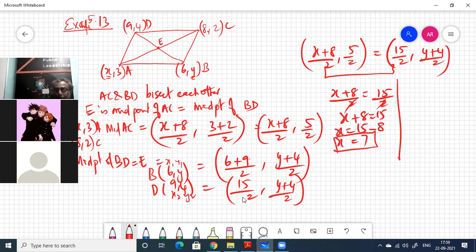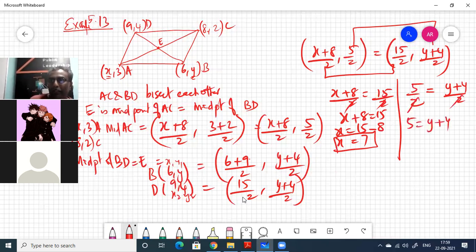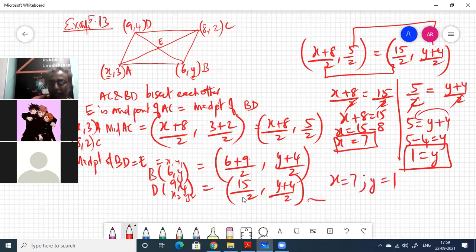Same way, now 5 by 2 is equal to (y plus 4) by 2. The ordinate is equal to the ordinate. Cancel the 2 at the bottom: 5 is equal to y plus 4. Take the 4 to the other side: 5 minus 4 equals y, so y is 1. So x equals 7, y equals 1. That is your answer. You got it?